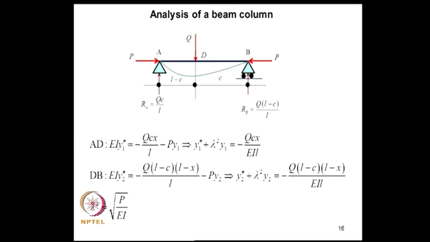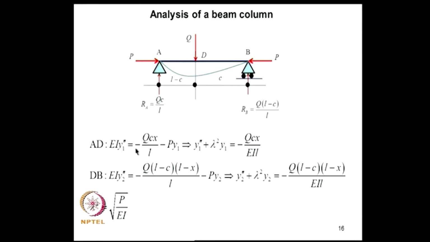Now to fix the ideas, we will analyze one of these simple structures like this and see what the consequence is. Suppose I have a simply supported beam, a hinge here and a roller here, span is L, and at a distance C I am applying a load Q and this structure carries axial load P. So we can find out the reactions based on undeformed geometry. These are the reactions.